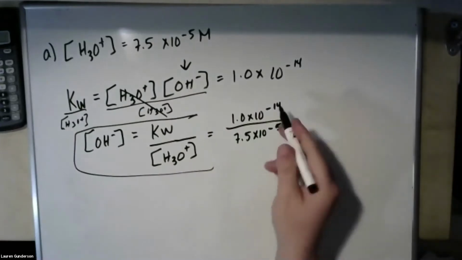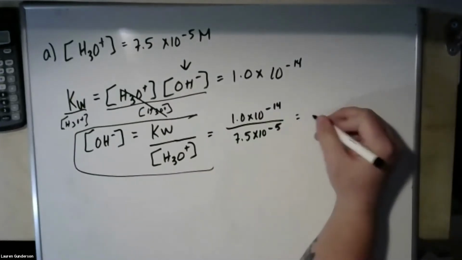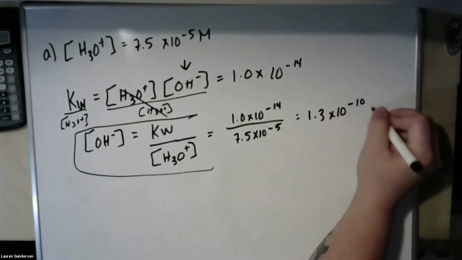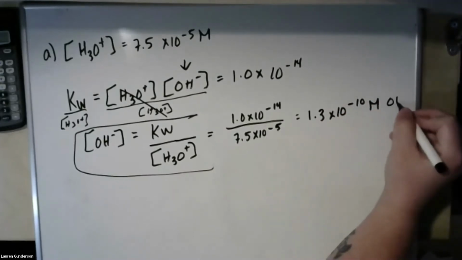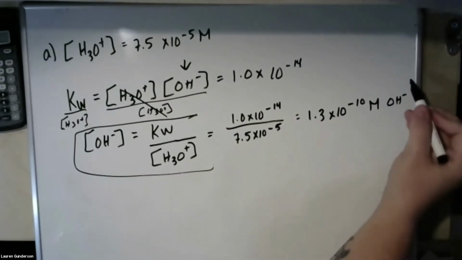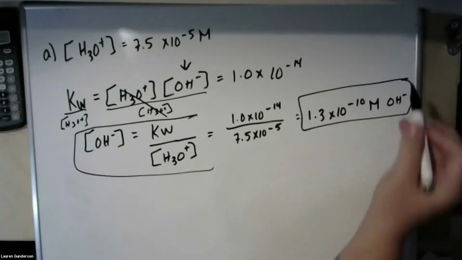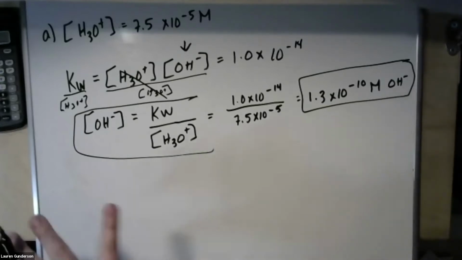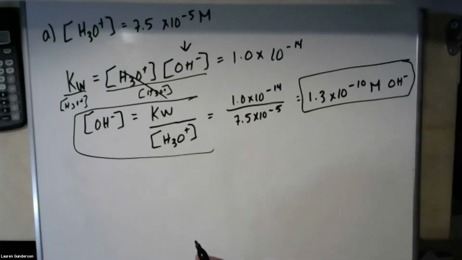Okay, and 1.75, that's going to be 1.3 times 10 to the negative 10 molar OH minus. Okay, so that's our concentration of OH minus. And the next part of the question asks us to determine whether the solutions are acidic, basic, or neutral. And we can look at the relationship between the hydrogen ions and the hydroxide ions to figure this out.